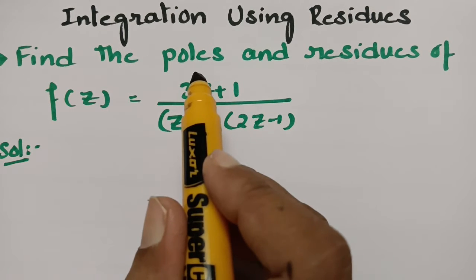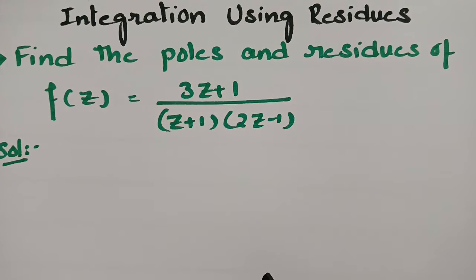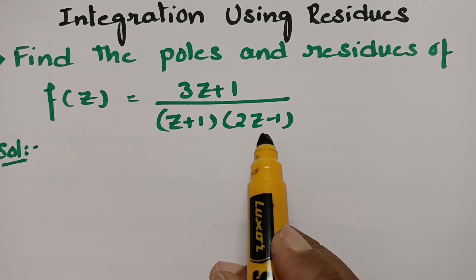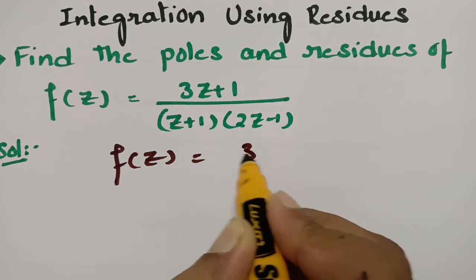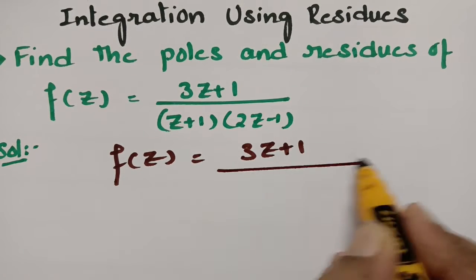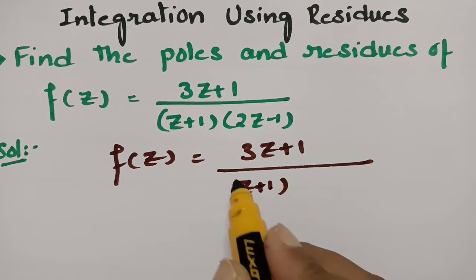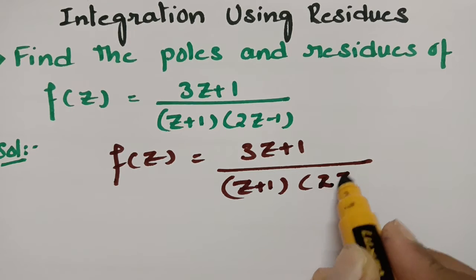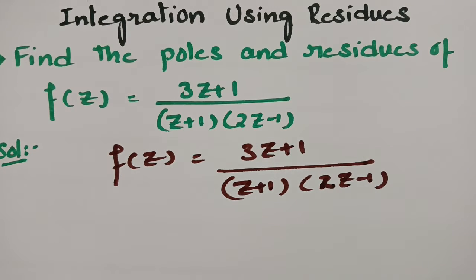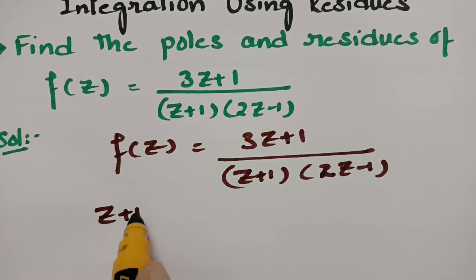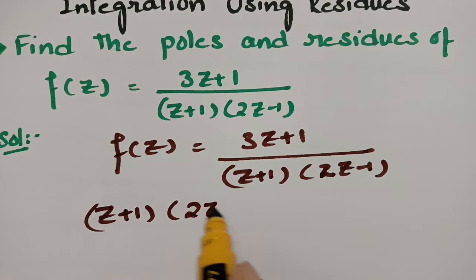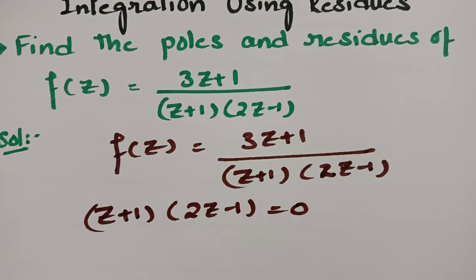So how do we find the poles? In order to find the poles, we have to equate the denominator to 0. First of all, our function f(z) is given as (3z + 1) / ((z + 1)(2z - 1)). So to find the poles of the given function, we equate the denominator to 0: (z + 1)(2z - 1) = 0.